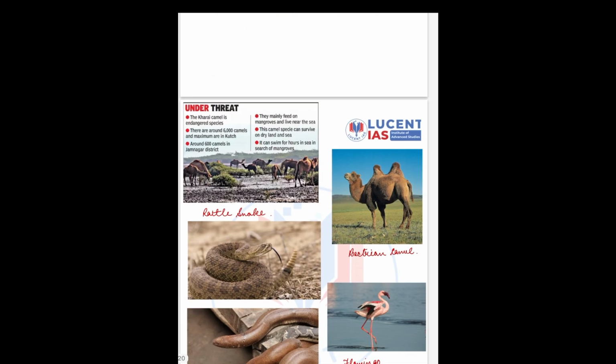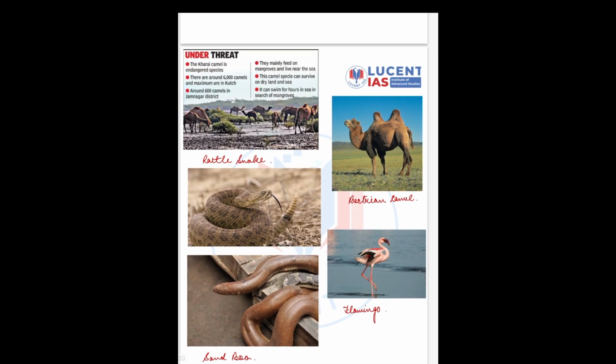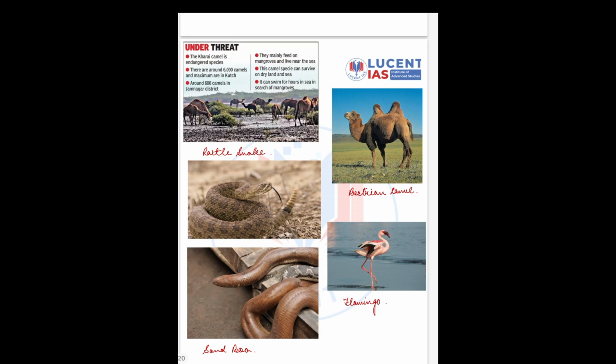Right, let us see the figures. So we find two types of camels. One is the Kharai camel, which is found in hot desert. They feed on mangroves. One is the Bactrian camel. Then next are the rattlesnake, sand boa and flamingo. Clear? So this is all about the biomes and terrestrial ecosystem.